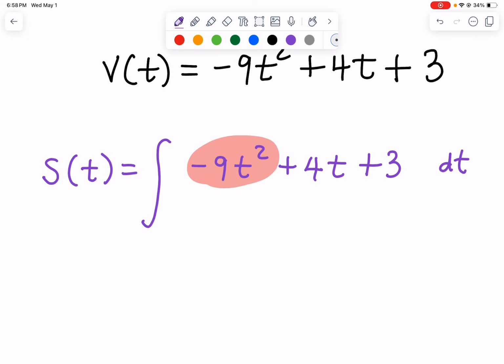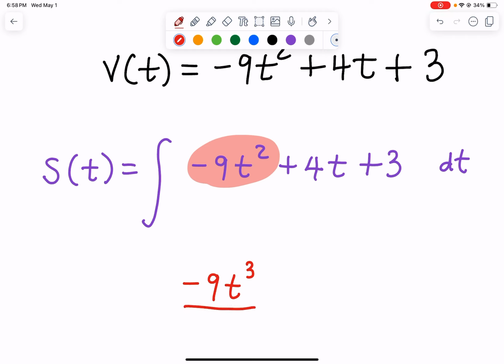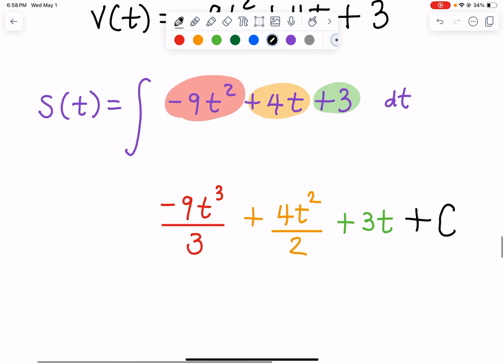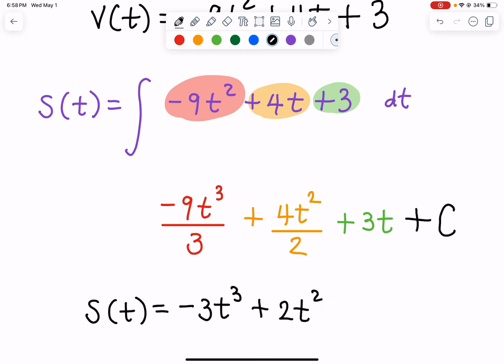So, first of all, that negative 9t squared will give us negative 9t cubed over 3. Moving on. Plus 4t will give us plus 4t squared over 2. And then lastly, plus 3t. Do not forget to put the plus c now. Now let's simplify this position function. So we know S of t is something like negative 3t cubed plus 2t squared plus 3t plus some unknown c value.